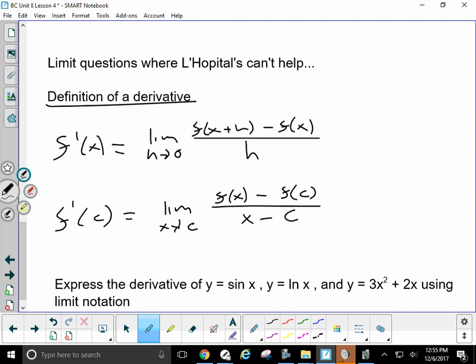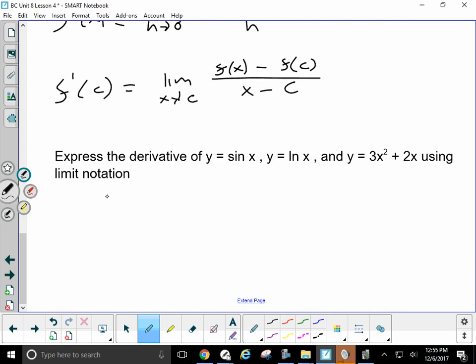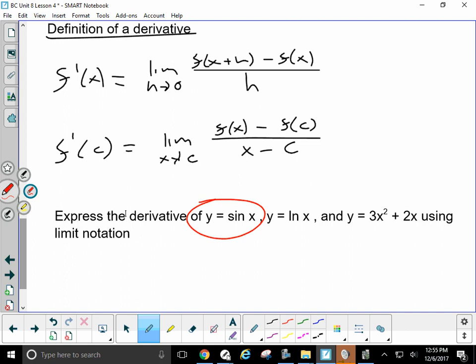Well, I have seen questions that ask you to express, or they say, hey, which one of these choices below represents the derivative of the sine function? Now, this isn't a L'Hopital's question. This is just a, do we remember the definition of a derivative, and can we use this in here? It's actually not that difficult. Let's try the sine function.